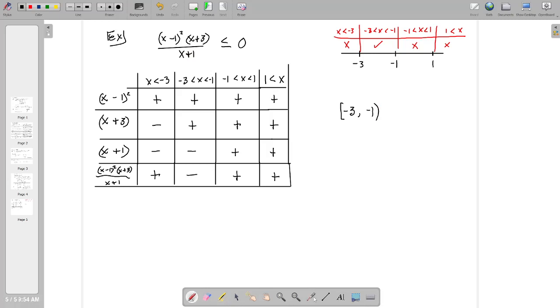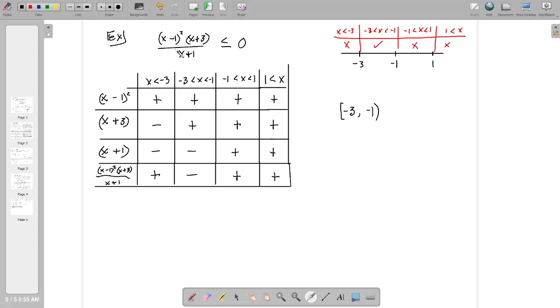Okay. And there's one other value that makes this true. You have to be careful here too. See if you can find it. Here, we know that we are not a part of the solution set between -1 and 1, and we're not a part of the solution set if we're between 1 and infinity. But at 1, we are a part of the solution set.